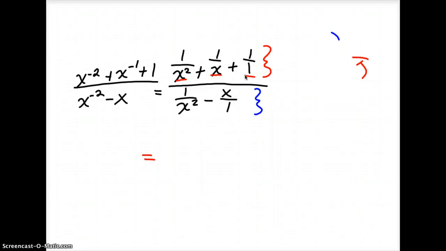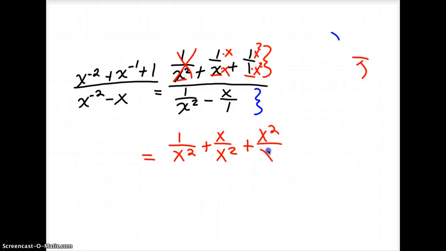So I need to write them all with a denominator of x squared, which will leave the first one untouched. The second one, I need to introduce an x, so I'm going to get x over x squared. And my third one, I'm going to need x squared and x squared, so I'm going to get x squared over x squared. Again, just simple adding of fractions requiring a common denominator.